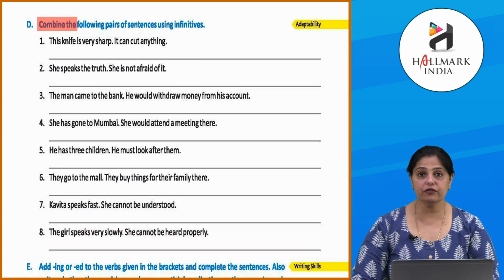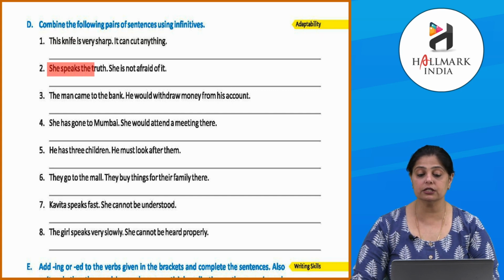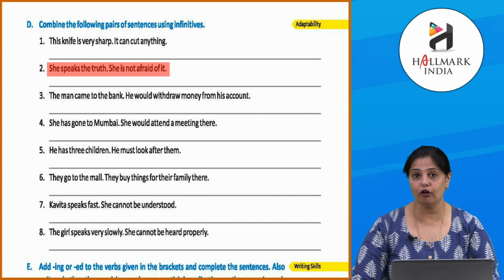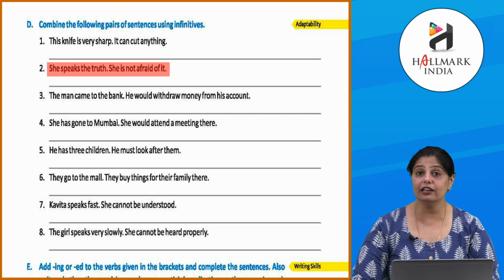Combine the following pairs of sentences using infinitives. This knife is very sharp. It can cut anything. This knife is so sharp that it can cut anything. She speaks the truth. She is not afraid of it. She speaks the truth as she is not afraid of it. Okay. So, this is how you will change the sentences using the correct infinitives.